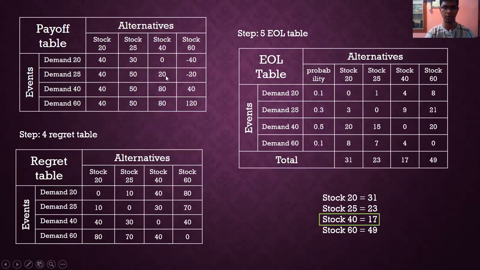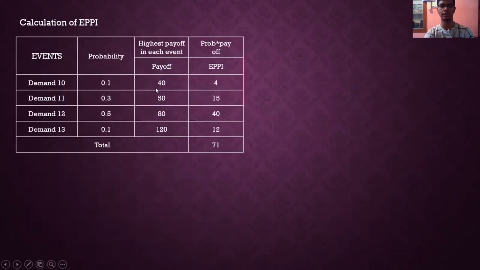In this payoff table, we have to check row-wise, looking into each event. In this event, the highest value is 40. In this event, the highest value is 50. In this event, the highest value is 80. And in the fourth event, the highest value is 120. So the highest values in each event are 40, 50, 80, and 120. Those values we are writing here.